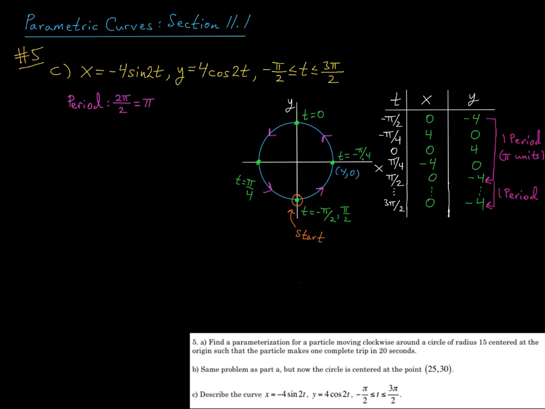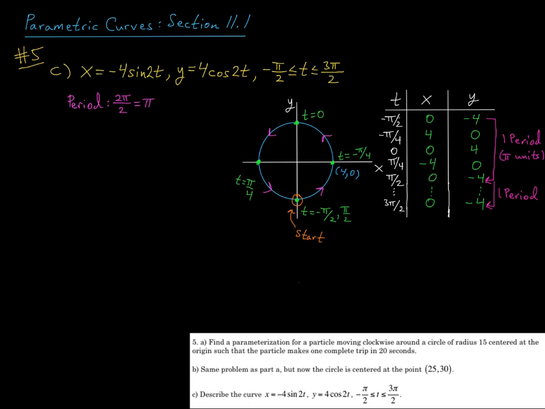Now if I go up in increments of pi/4, so from -pi/2 to -pi/4, plugging in again, I get that x is 4 and y is 0. So that puts us right here at the point (4, 0) when t is -pi/4. Now go up another increment of pi/4, so when t is 0, x is 0 and y is 4, so that's just going to put us here. And then when t is pi/4, we're here. And then when t is pi/2, we've made one complete trip.